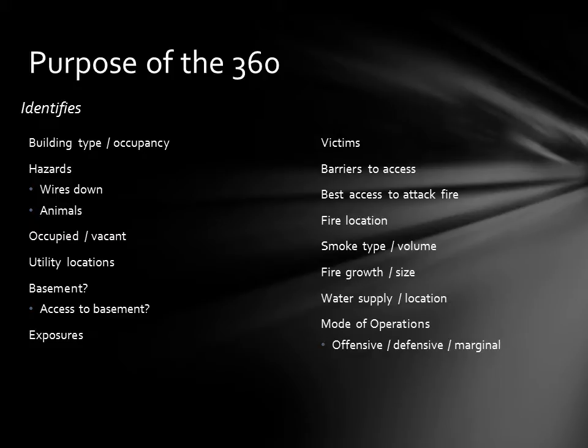We're going to identify the type and volume of smoke. Is it pushing? Is it thick gray? Is it fully involved? Is it in the structure, or is it a room and contents structure? And again, we'll also look at the water supply and location, and then we can identify and declare what mode of operation we're going to be in, whether we're in offensive, defensive, or we're in this marginal attack where we're going to knock it down from the outside and then go in. But we can declare all that on our 360.